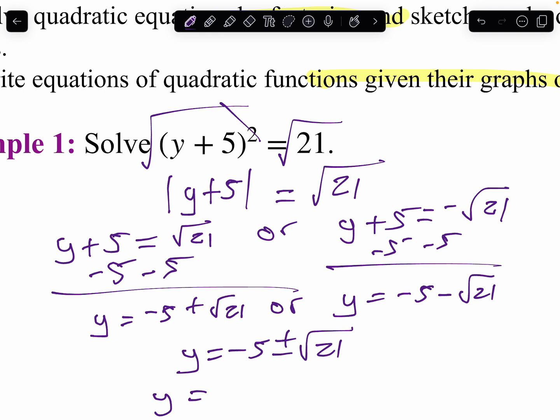So if we take negative 5 plus the square root of 21 on your calculator, you're going to get about negative 0.42. Or if you take negative 5 minus the square root of 21, you get negative 9.58. And there's your answer.